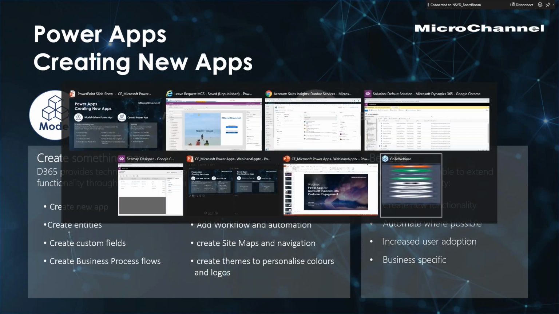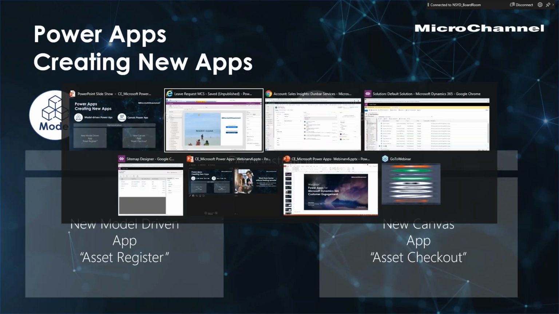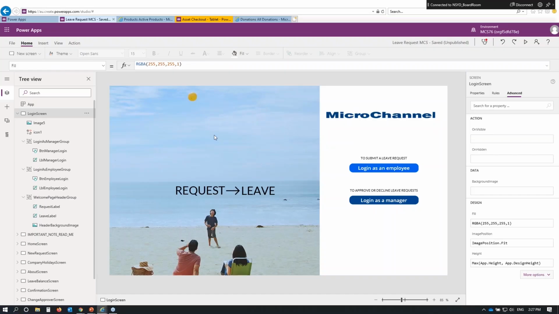I actually do have another slide there just to talk through this. So the demonstration is really going to look at a new model-driven app around an asset register, and also a new Canvas app that is also related, where our staff can actually check out an asset, in essence, be able to do that on the fly. So let's have a little look at that as we go through.